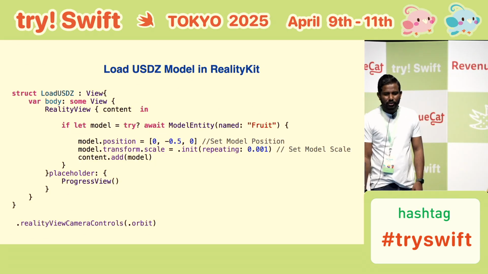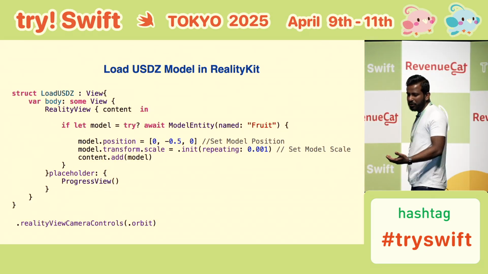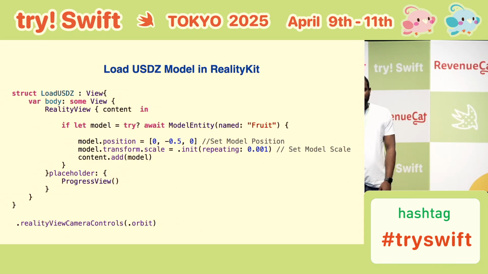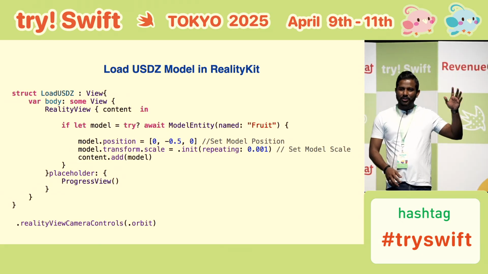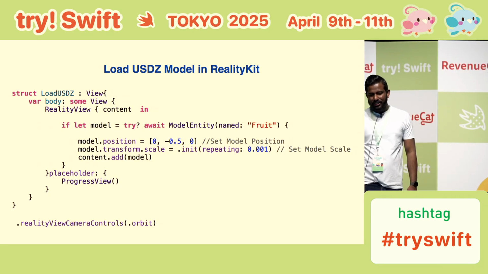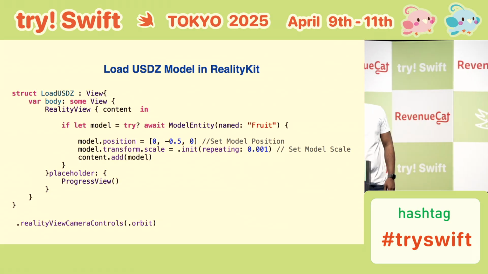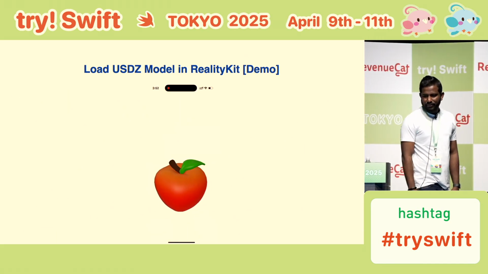And also, if you want to make changes and do rotations and everything, all you need to do is use the RealityView camera controls and add it with orbit. But if you use ARKit or SceneKit, you have to write all the gestures and everything. With the RealityView camera controls, it's just a one-line thing. So this is how it works.